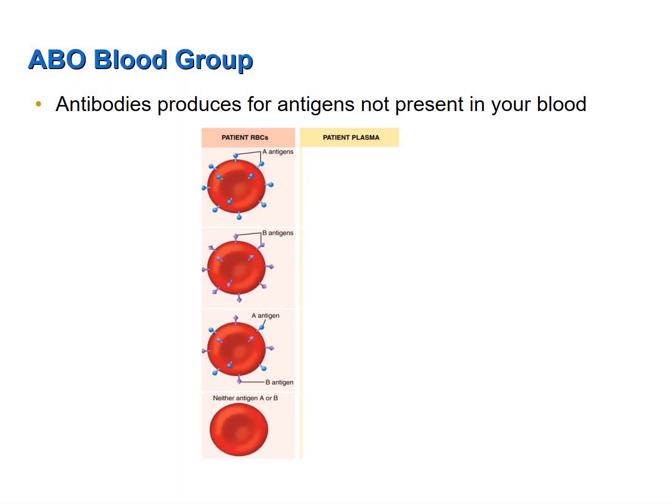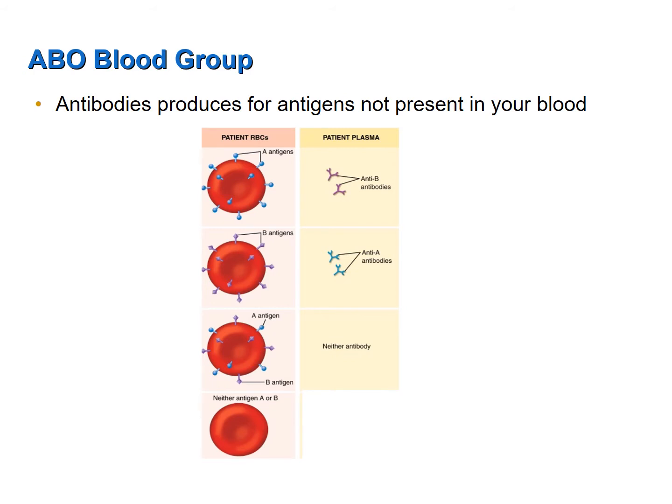Within months after birth, the immune system begins producing antibodies against antigens that are not present on your red blood cells. So if you are type A, your immune system produces anti-B antibodies. These are antibodies that will attack the B antigen. If you are type B, your body will produce anti-A antibodies. These are antibodies that will attack the A antigen.